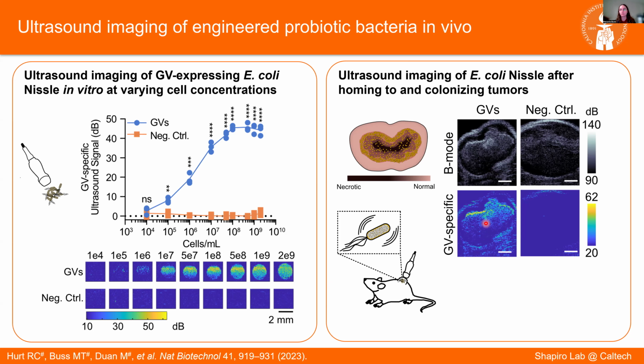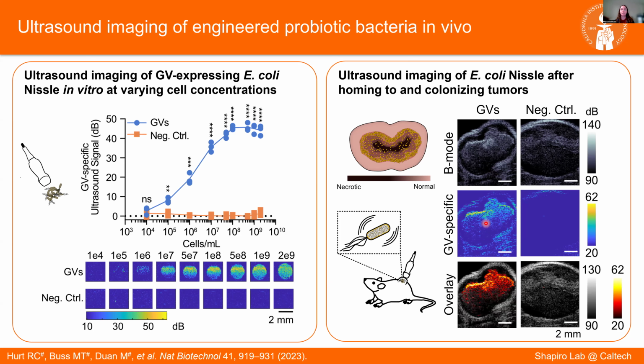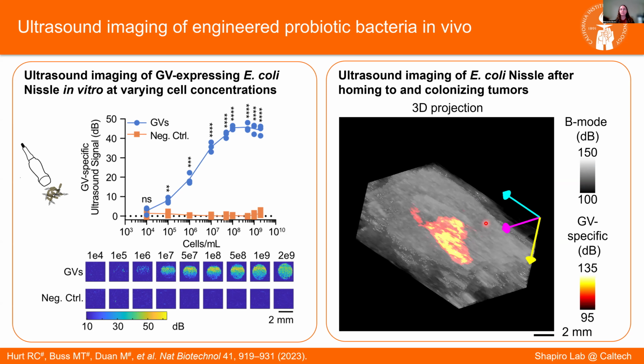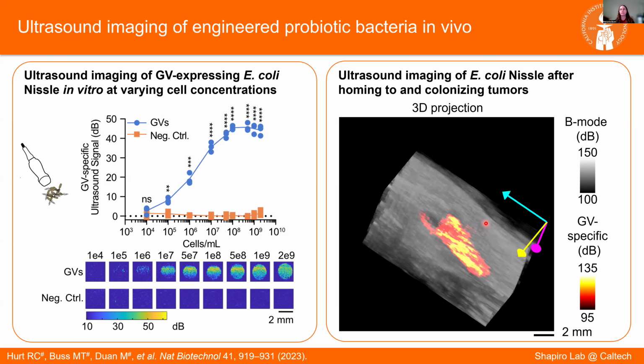And you can maybe see this better in the overlay. Another really good thing about ultrasound imaging is that you can not only get these 2D cross sections, but you can actually get 3D images if you scan the transducer over the entire tumor and then stitch these 2D images together, which is what is shown here.